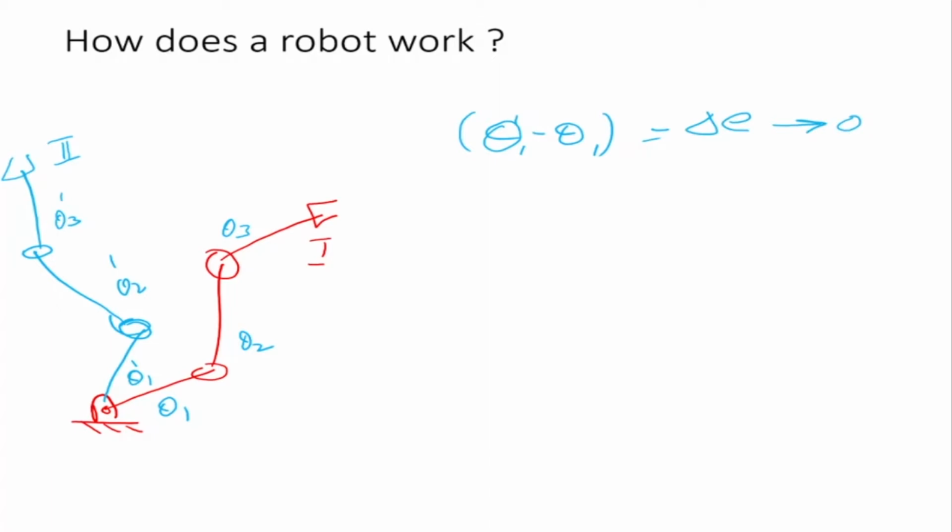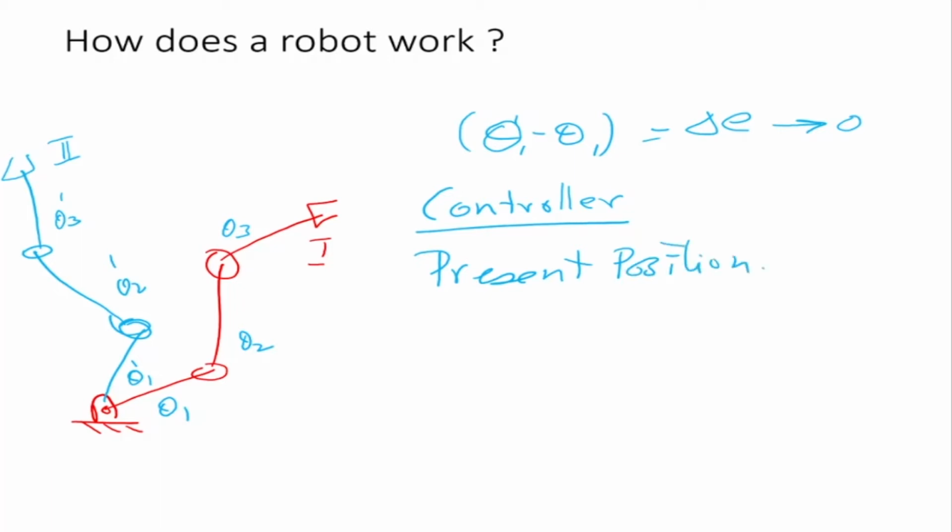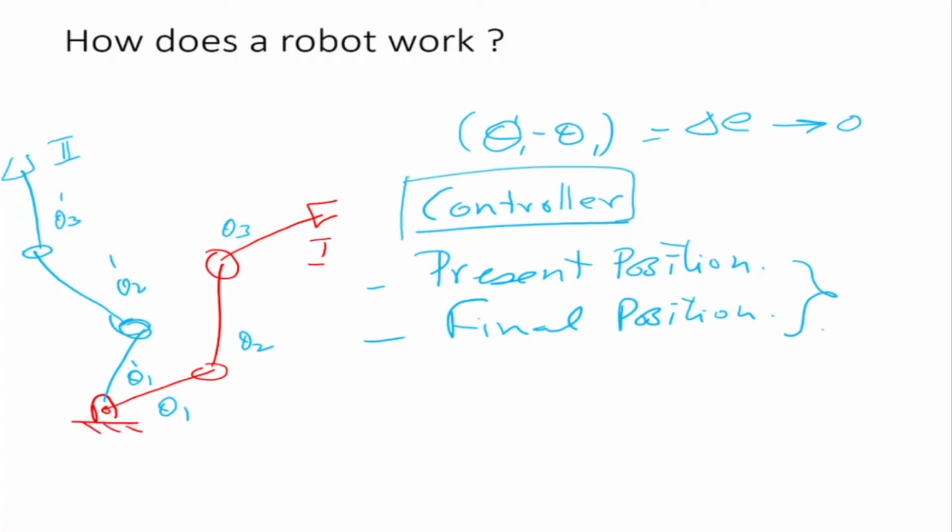Now basically what we are seeing is that for the controller to function, it needs to know the present position of the joint. Without knowing the present position of the joint, it will not be able to know where it is and in which direction it should go. So it should know the present position, and it should also know the final position. Without knowing these two, it will not reach the destination. And how it finds out the present and the final position is essentially by using sensors. This is how it works.